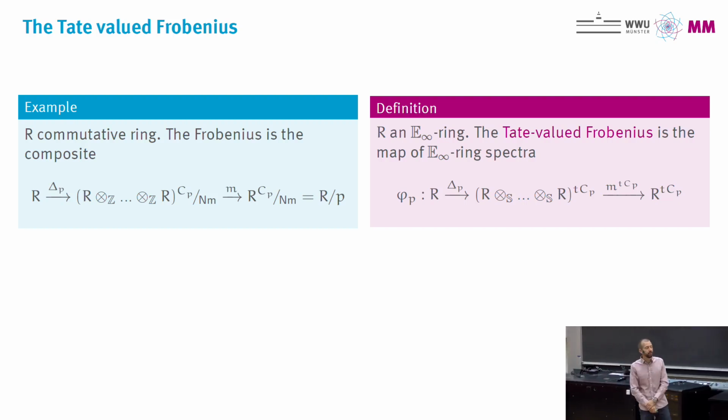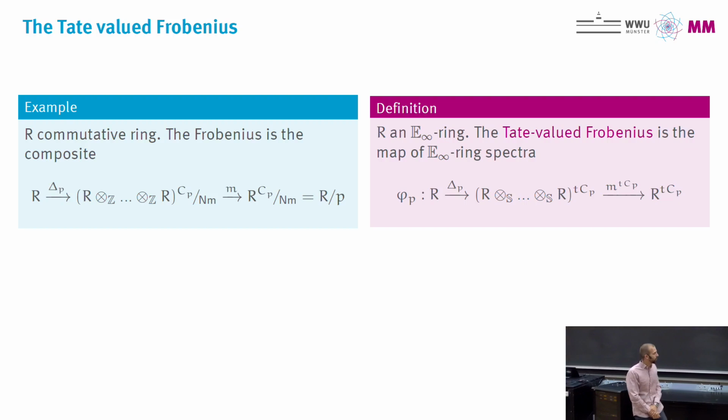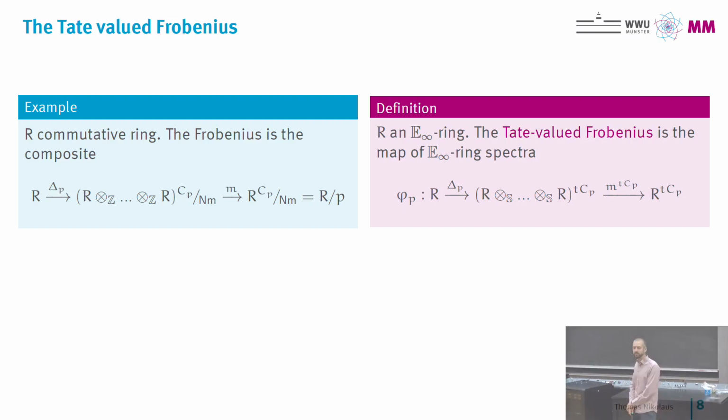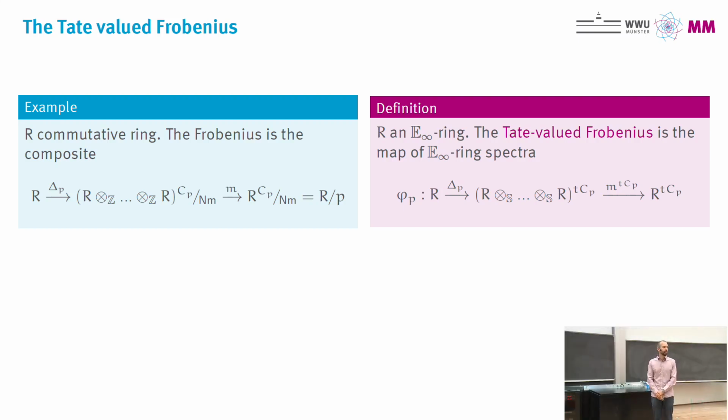So for R an E-infinity ring spectrum, we just define the Tate-valued Frobenius to be the composite where we do this Tate diagonal, Delta_p, and then we compose with the multiplication to the Tate construction of C_p. Again, for an E-infinity ring spectrum, this is an equivariant map, and everything works out. That's the definition. And well, I guess at this point I'm obliged to tell you that this is a non-trivial map and all of that. Let me just give you one example.